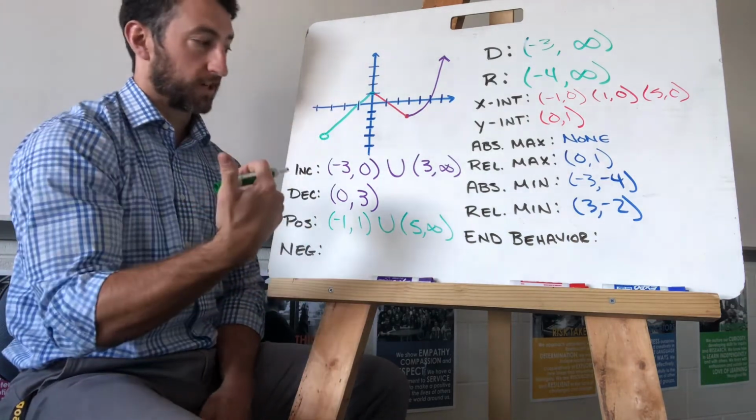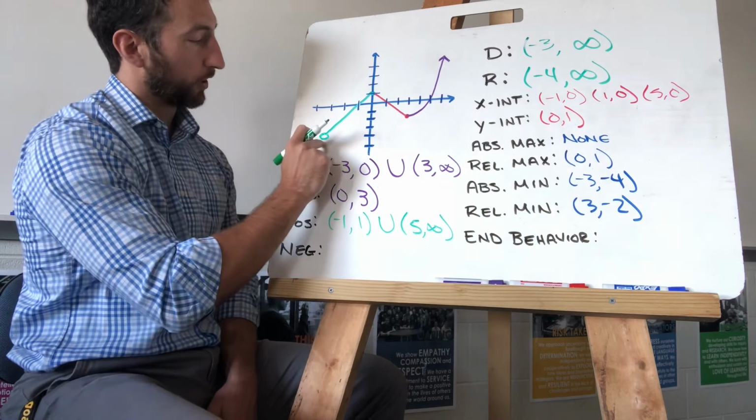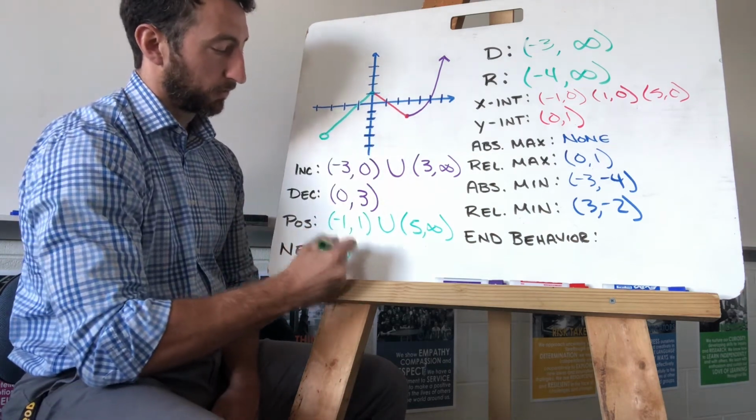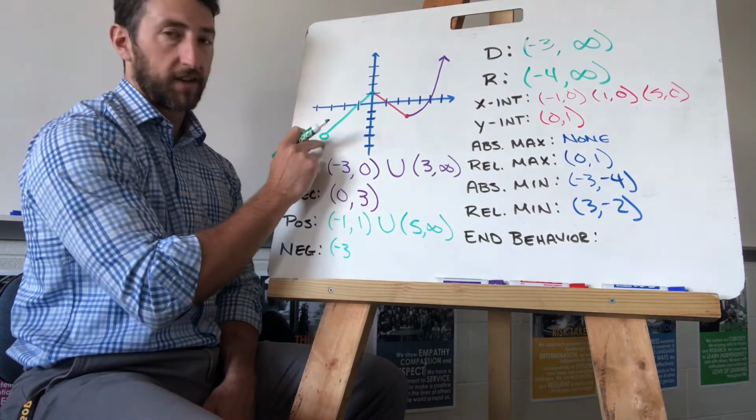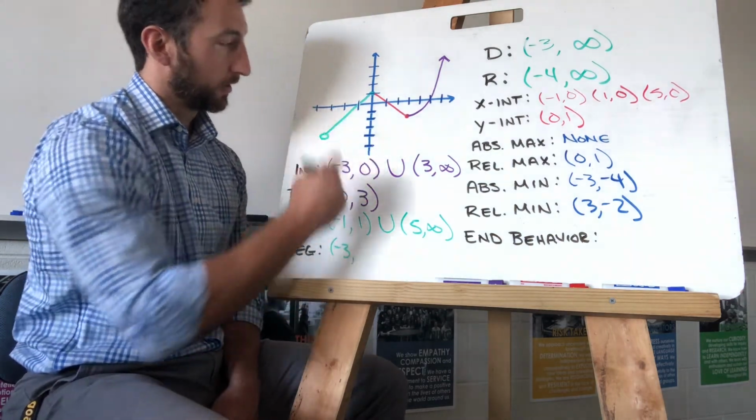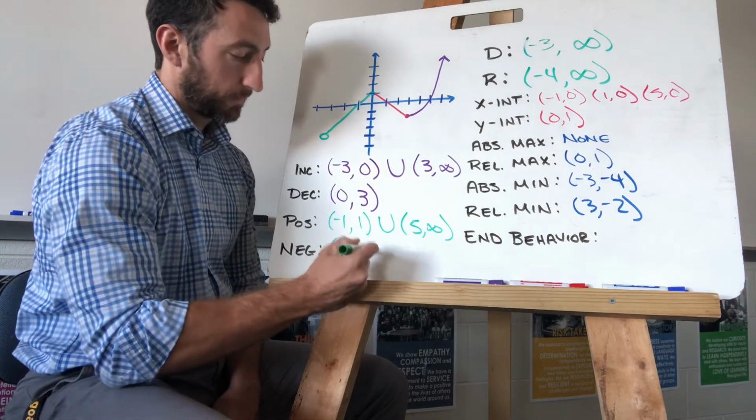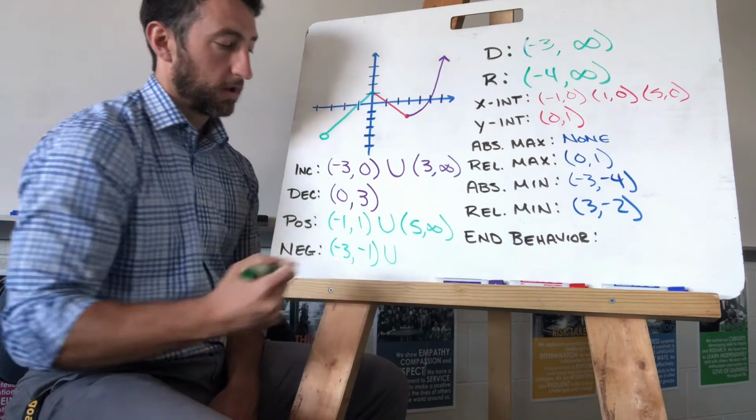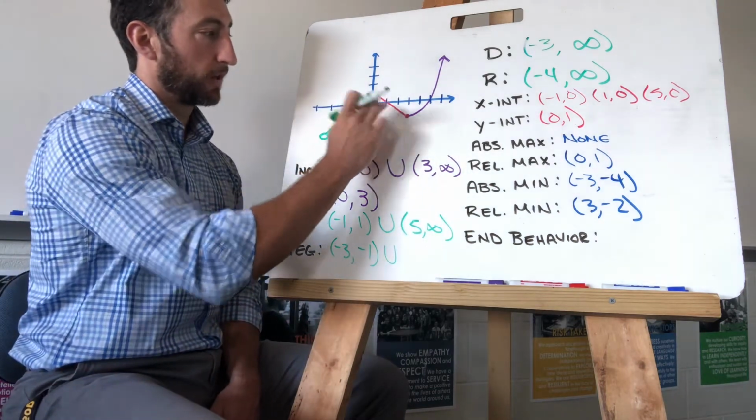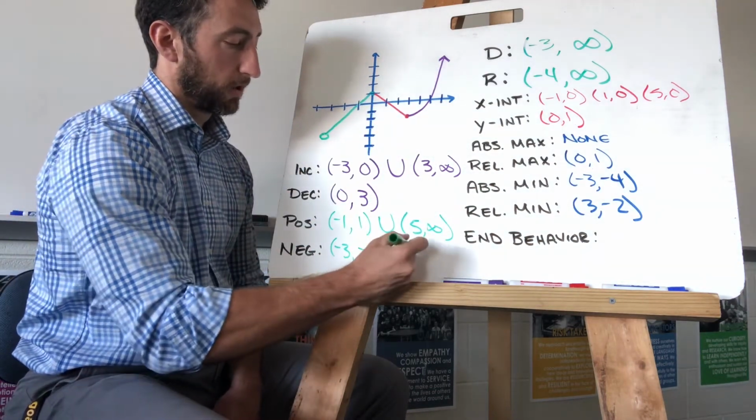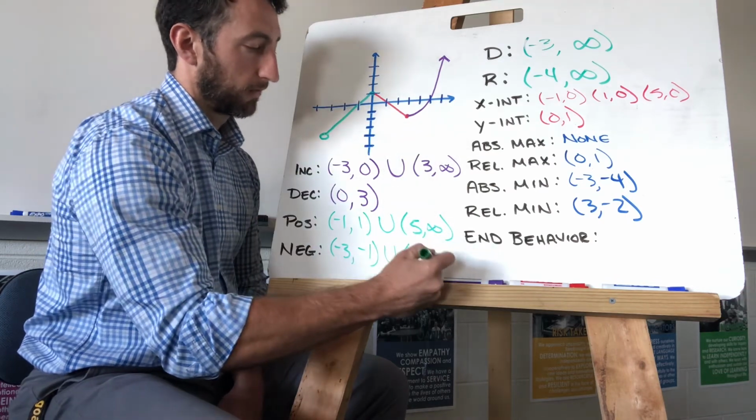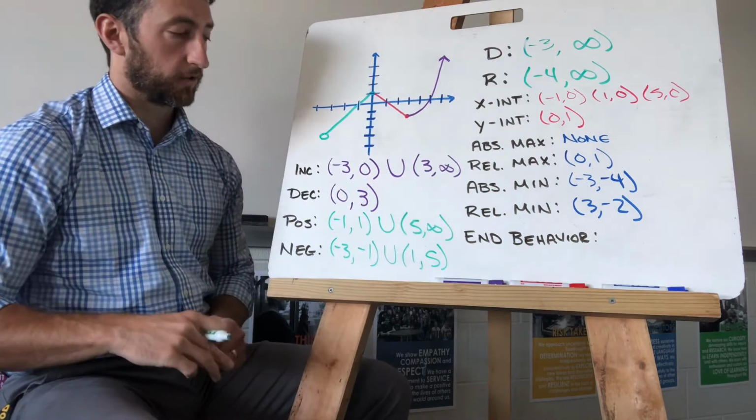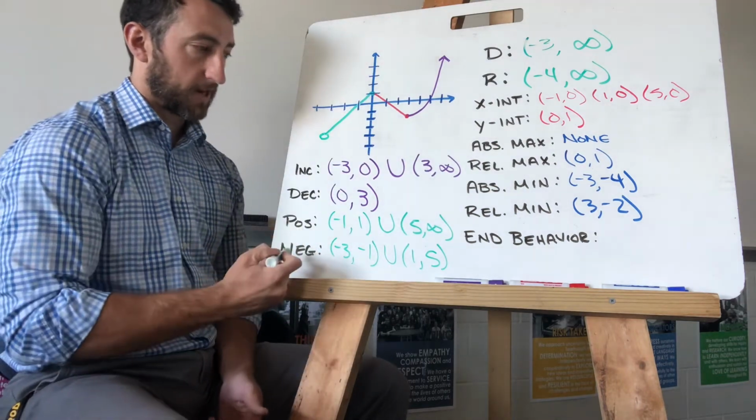Then negative is just where it's below the x-axis. So what we're going to do is look from here, from negative 3 to negative 2. Negative 3, it's a parentheses because that is an open circle. So negative 1. And then parentheses because it can't actually include the x-axis. Then we're going to union that with from 1 to 5. All right, and then parentheses there. Remember, we use the parentheses because it can't include the x-axis. All right, so that's positive and negative.